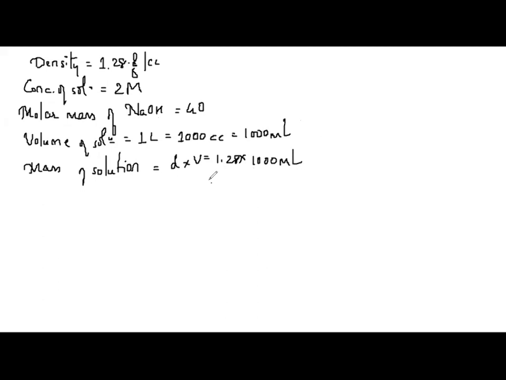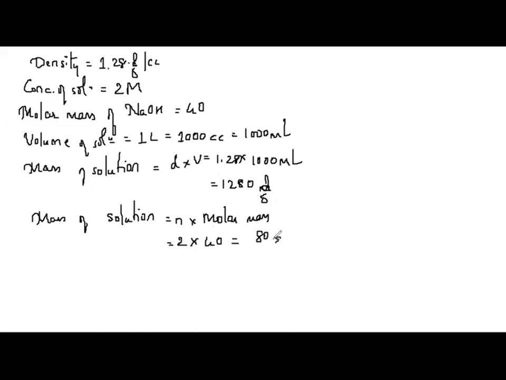Correct. So the answer comes out to 1280 grams mass. Mass of solution is known. Mass of solute, they have said 2 molar, right? So that is equal to number of moles into molar mass. So number of moles, how many? 2. Molar mass is 40. So how much? 80 grams.